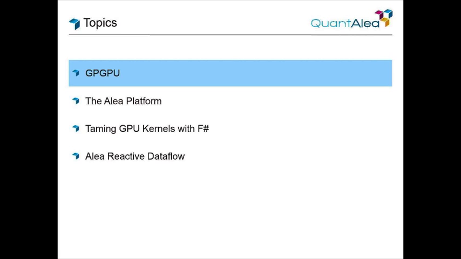I start with a brief introduction to general purpose GPU programming, because I'm not sure if everybody is familiar with this technology, so I explain a bit the background about different software stacks that are available and how you use them. Then I introduce our new Alea platform. I introduce now the version 2, and I show you what will be available in this new release that is coming up. Then I give a few examples of how you actually use this technology.